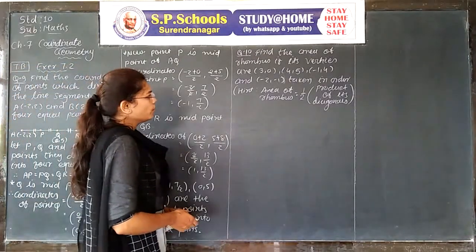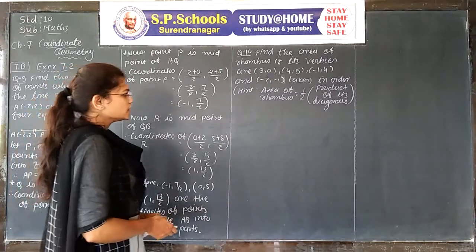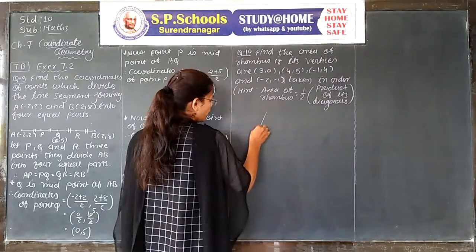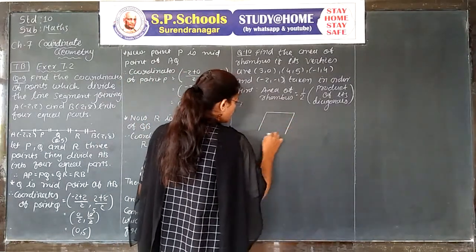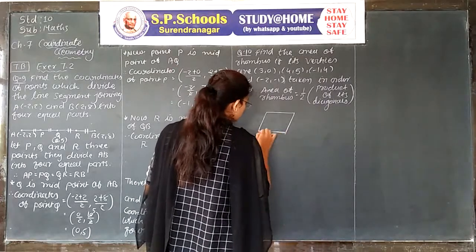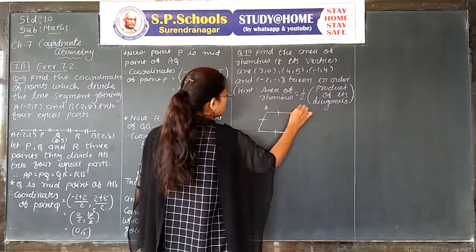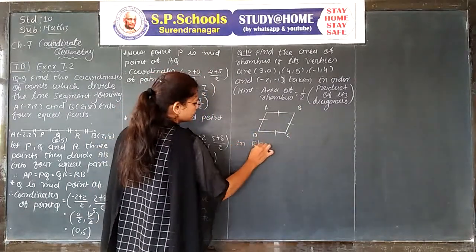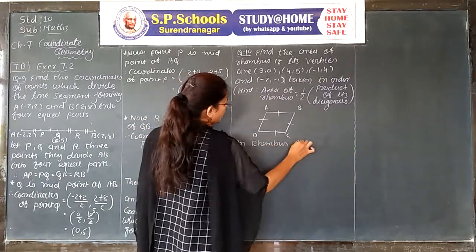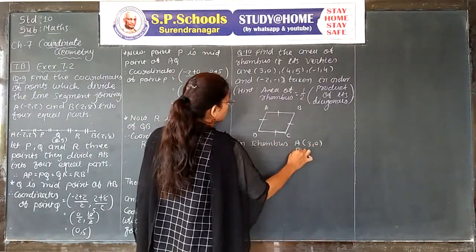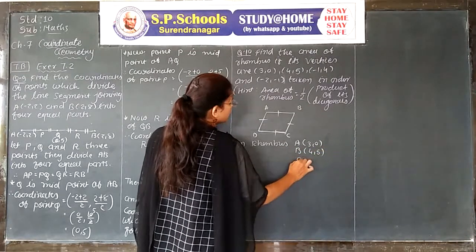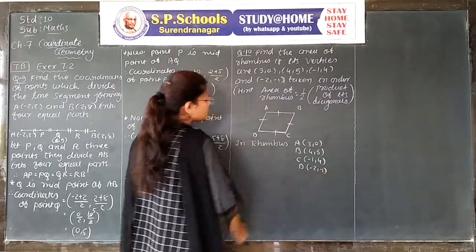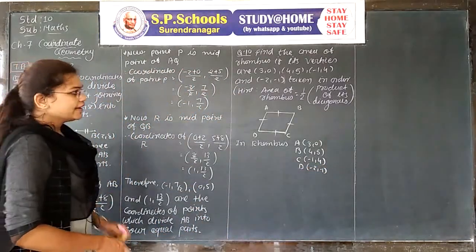Find the area of the rhombus if its vertices are (3, 0), (4, 5), (-1, 4) and (-2, -1). Let us draw one rhombus. In a rhombus, 4 sides are equal. A, B, C and D: A (3, 0), B (4, 5), C (-1, 4) and D (-2, -1). We need to find the area of the rhombus.